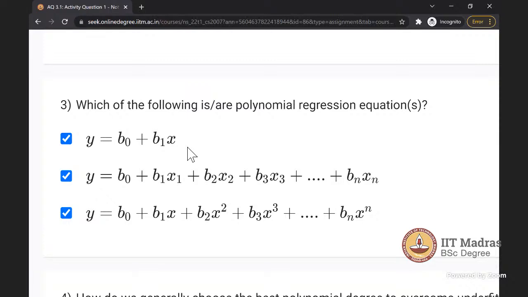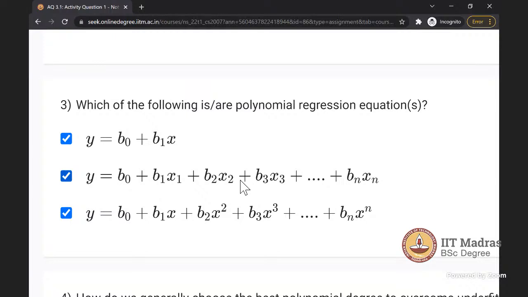You're right. So question number 3 is more likely about a mathematical perspective, that every polynomial, so all 3 of them are actually polynomial expressions. And that's why we chose all 3.